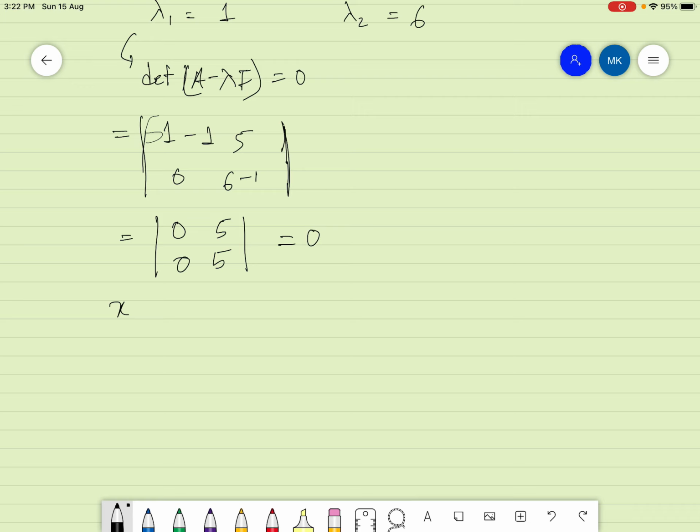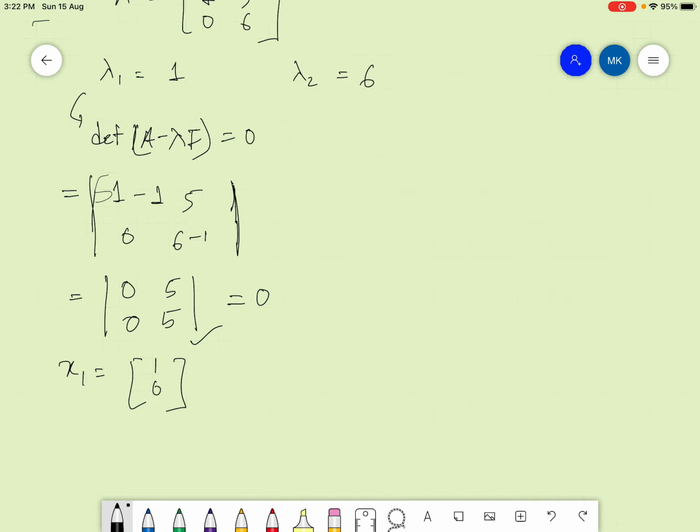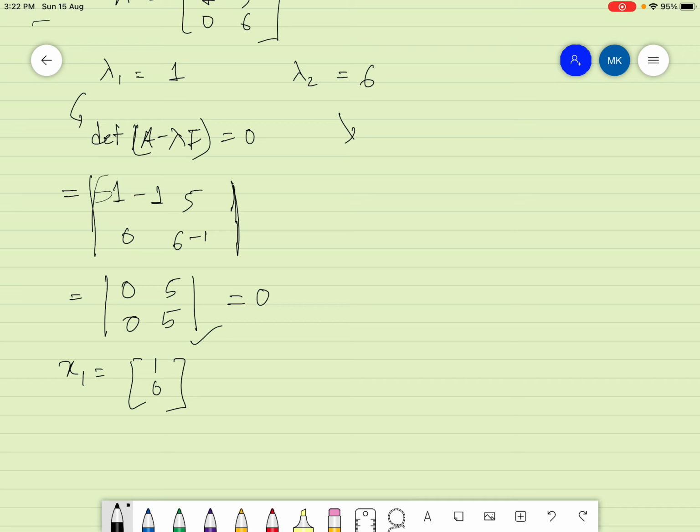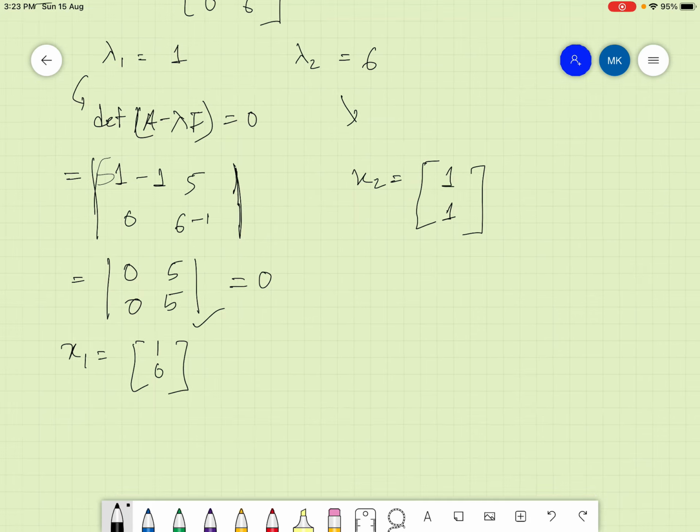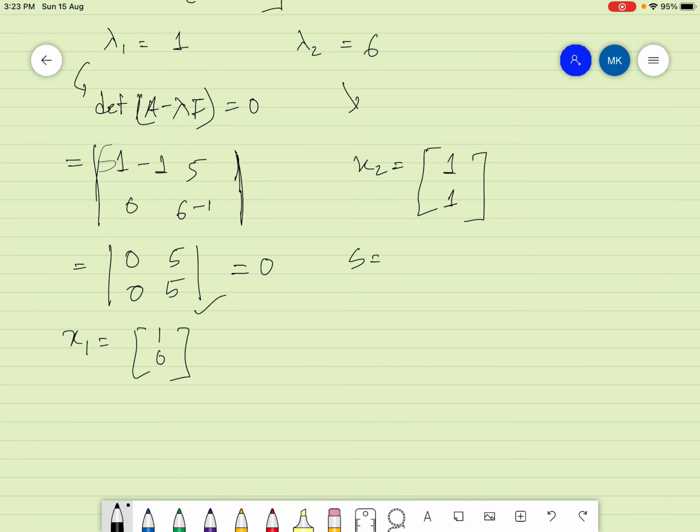0 as well. So for this particular matrix, one solution would be x1 equals (1, 0), and similarly for lambda 2, one particular eigenvector would be (1, 1). So the eigenvector matrix would be [1 0; 1 1].